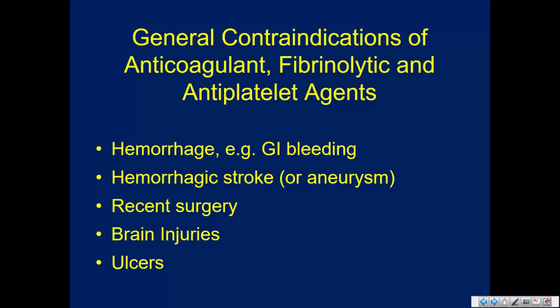Another thing that people don't realize is somebody with an active ulcer that's unstable and bleeding, these drugs may push it from being unstable to a bleeding ulcer, and certainly contraindicated in a bleeding ulcer. Very dangerous. Recent surgery can oftentimes be a contraindication when given these drugs. Anybody with a brain injury may be at risk for bleeding when given anticoagulants, and ulcers as mentioned.